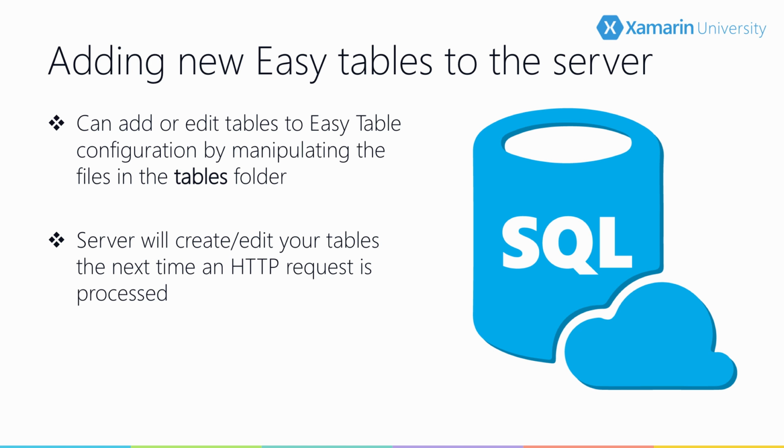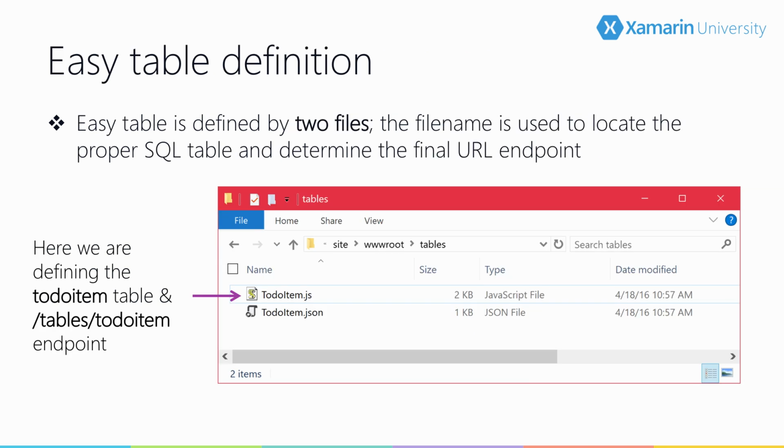The next time an HTTP request hits the server, Node will notice that the changed files exist and create or edit your table definitions. Now, this adds a little bit of processing time to the request, so the first request will be a little bit slower than normal. The tables folder contains the files which define your easy table endpoints in JavaScript and JSON.